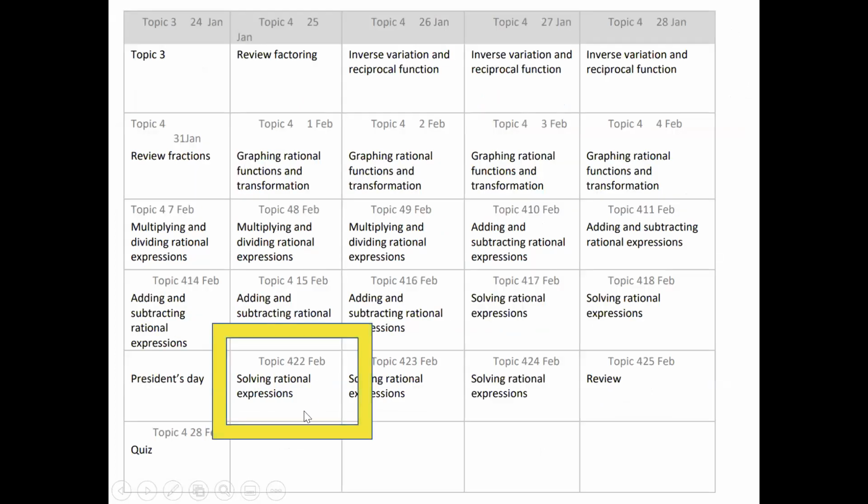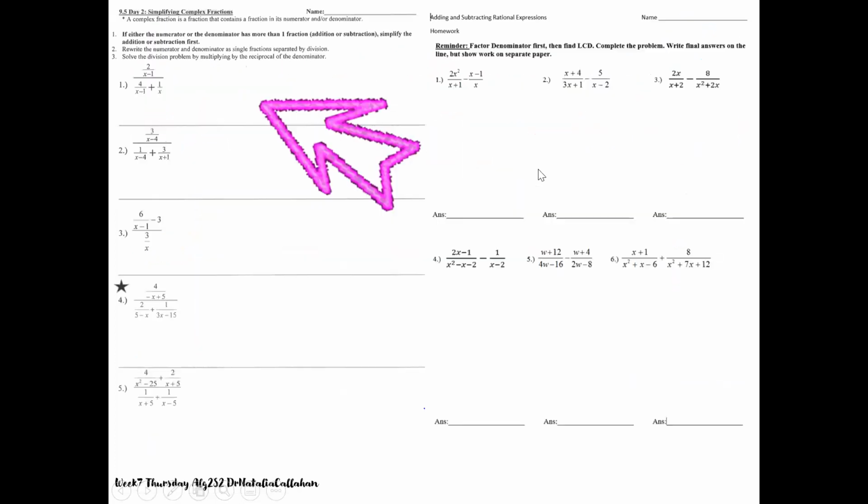So today we're going to start solving rational expressions. It's kind of a difficult topic. It's not super easy, but this is the last thing that we need to do before the end of this unit. So I will be collecting your guided notes, and I'll be issuing you guys a new one for the new unit. So what did you miss last class?